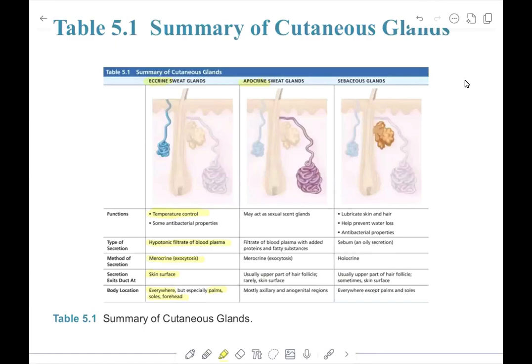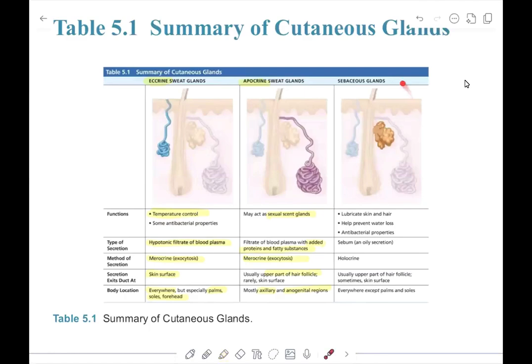The apocrine sweat glands are a little larger, as you can see here. They are coiled up just like eccrine, but smaller, and they may act as sexual scent glands. They release a filtrate of blood plasma with added proteins and fatty acids. So there are no proteins and fatty acids in the eccrine sweat gland. They also secrete their substances via exocytosis. And they're usually in the upper part of the hair follicle and rarely the skin surface. And again, they're in the stinky areas. That's an easy way to remember it, the axillary and the anogenital regions.